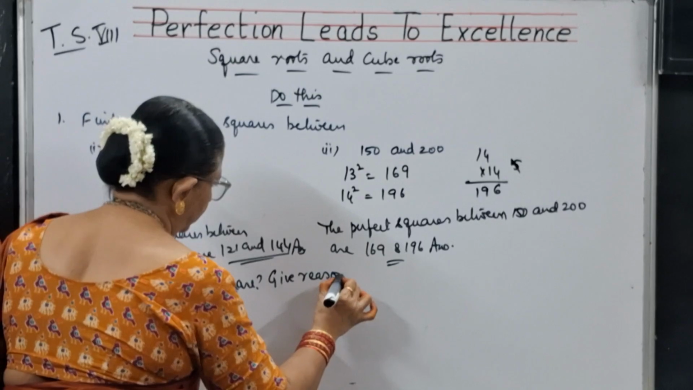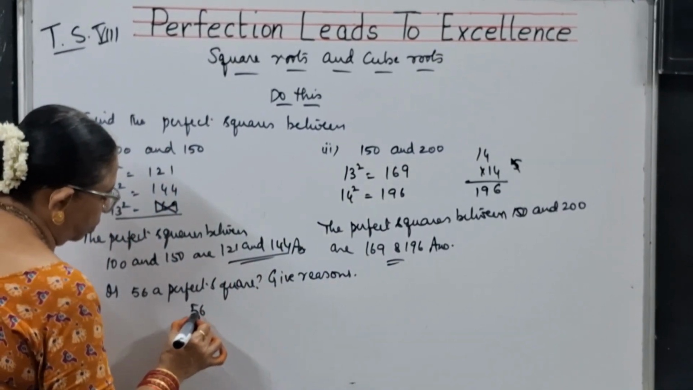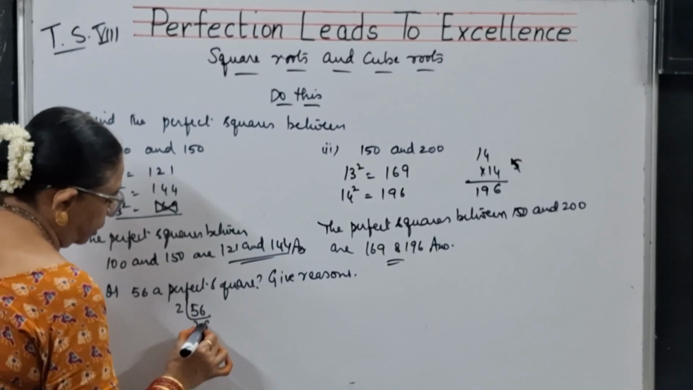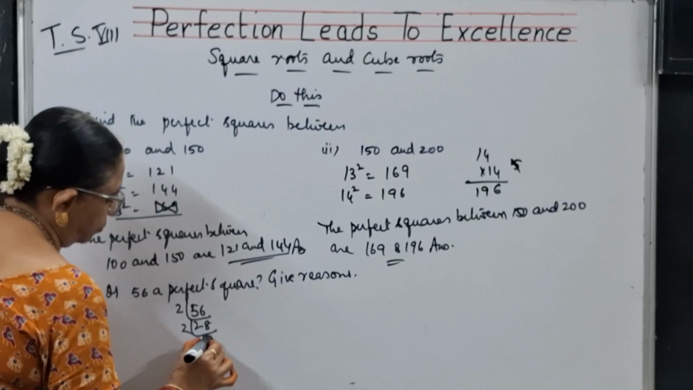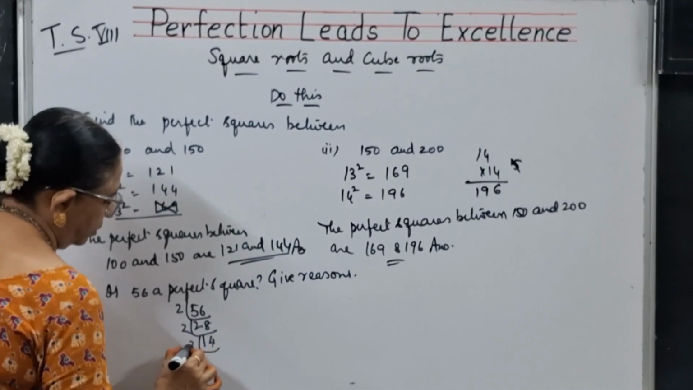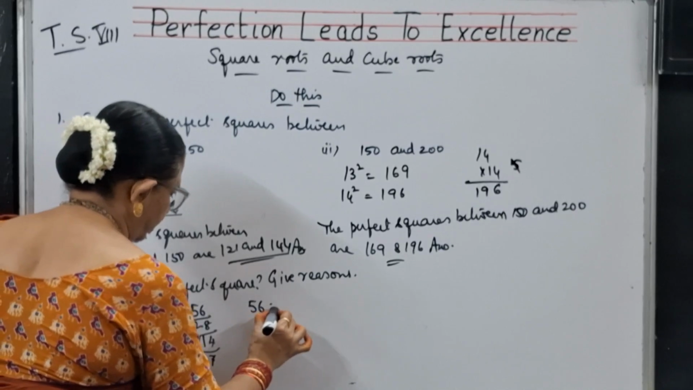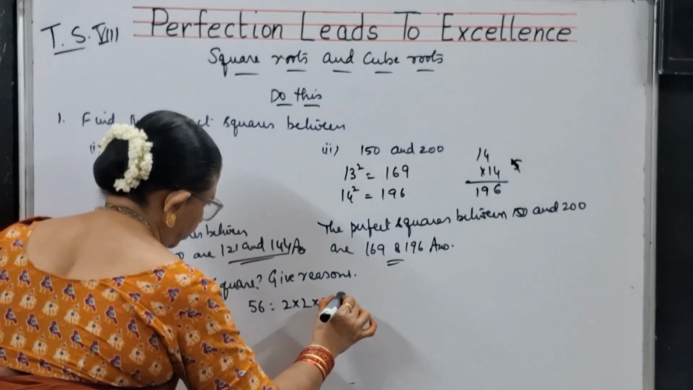You have to give the reasons for it. So let us take 56 and go for prime factorization. 2 2s are 4, 2 8s are 16, 2 1s are 2, 2 4s are 8, 2 sevens are 14. So 56 can be written as 2 into 2 into 2 into 7.